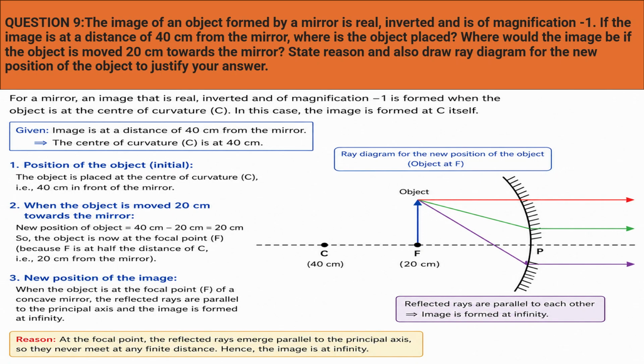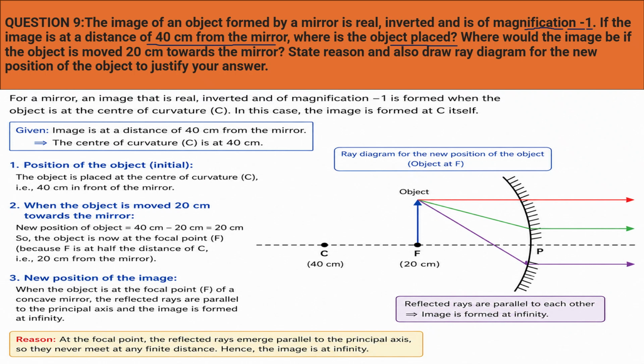Let's see question number 9. The image of an object formed by a mirror is real, inverted, and of magnification -1. This time the magnification given is -1. If the image is at a distance of 40 centimeter from the mirror, where is the object placed? Where would the image be if the object is moved 20 centimeter towards the mirror? State the reason and also draw a ray diagram for the new position of the object to justify your answer.